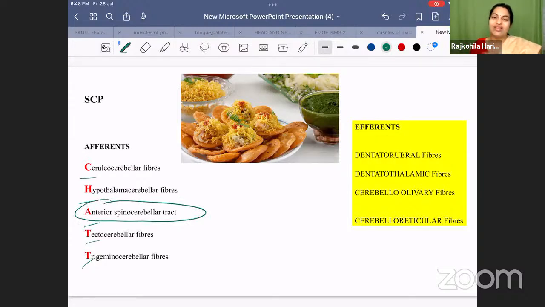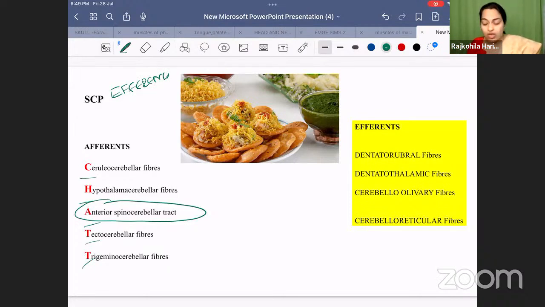Anterior spinocerebellar reaches the cerebellum through the superior cerebellar peduncle. Posterior spinocerebellar reaches through the inferior cerebellar peduncle. And remember, the superior cerebellar peduncle, the main thing is the efferents. The efferents of the neocerebellum are going to leave the cerebellum mainly through the superior cerebellar peduncle.